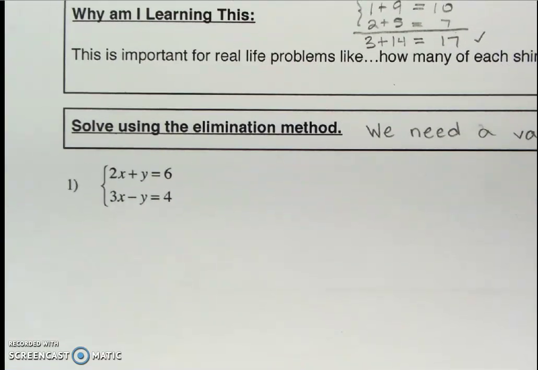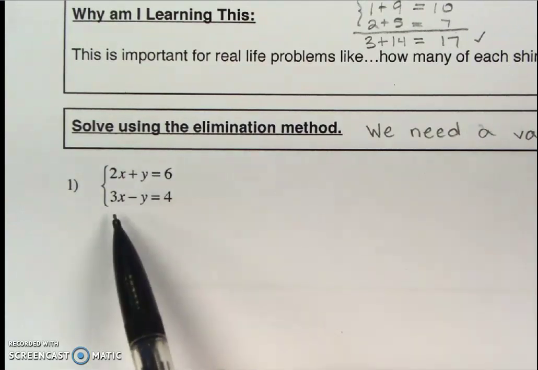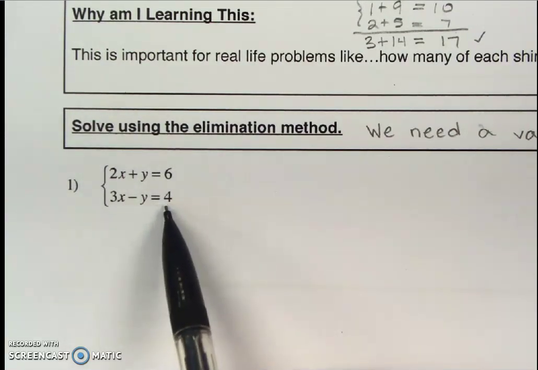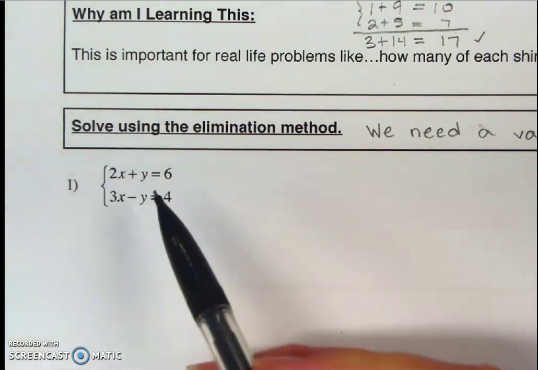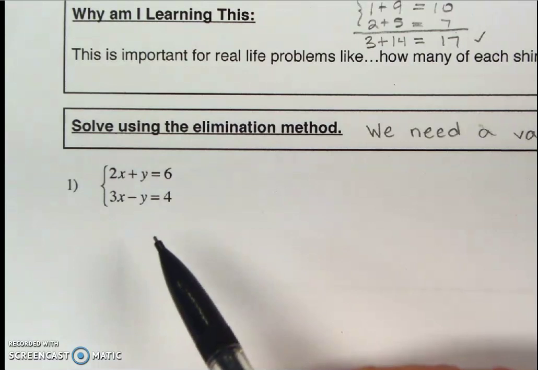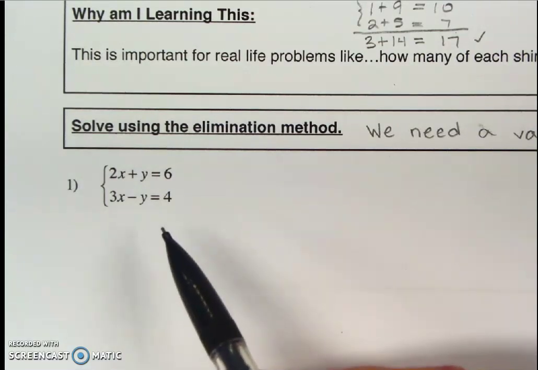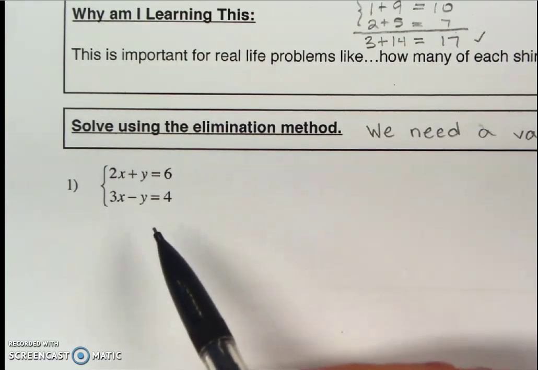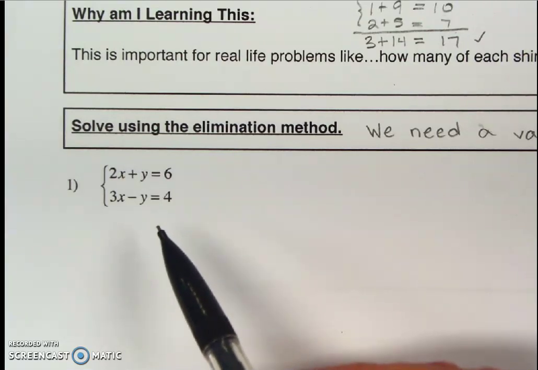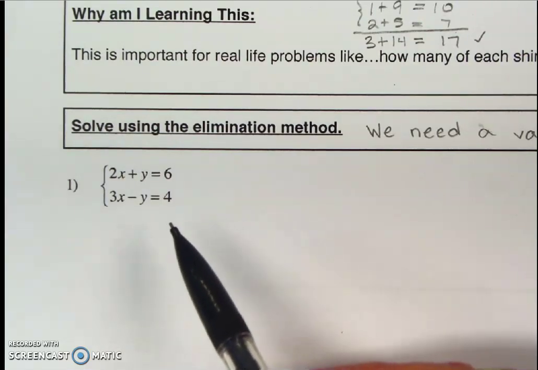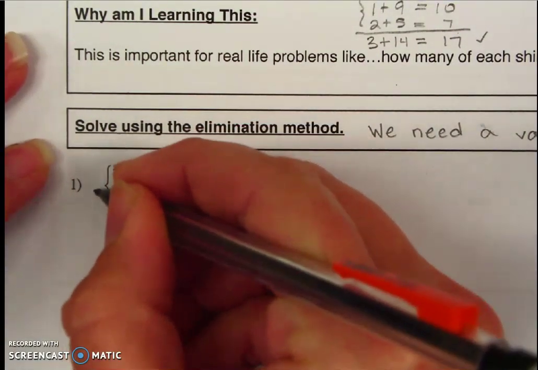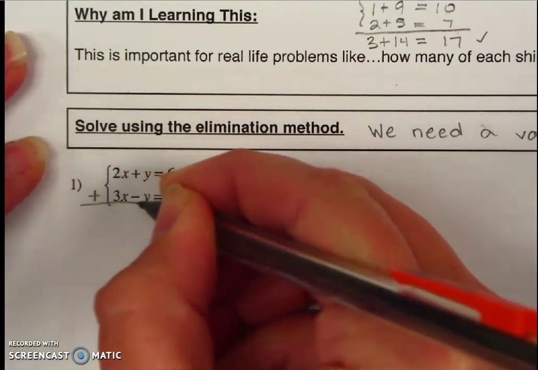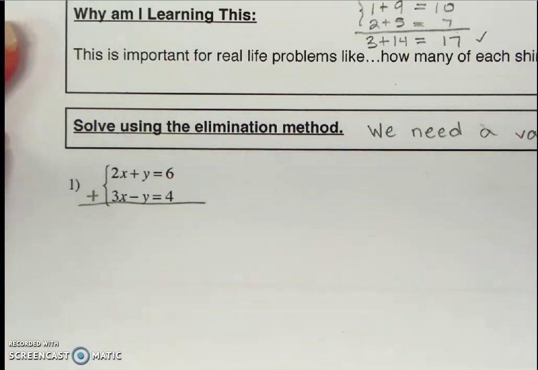Let's look at number 1. So number 1 gives us 2x plus y equals 6, and 3x minus y equals 4. So we want to look for when these are equal to each other. Well, right now we don't have an x equals. We don't have a y equals, so we can't use substitution the way it looks here. It's also a little bit tricky to graph these. So we don't want to really graph to solve this either. So in this process, using the elimination method, what we're going to do is add the equations to each other. We're going to add them together.